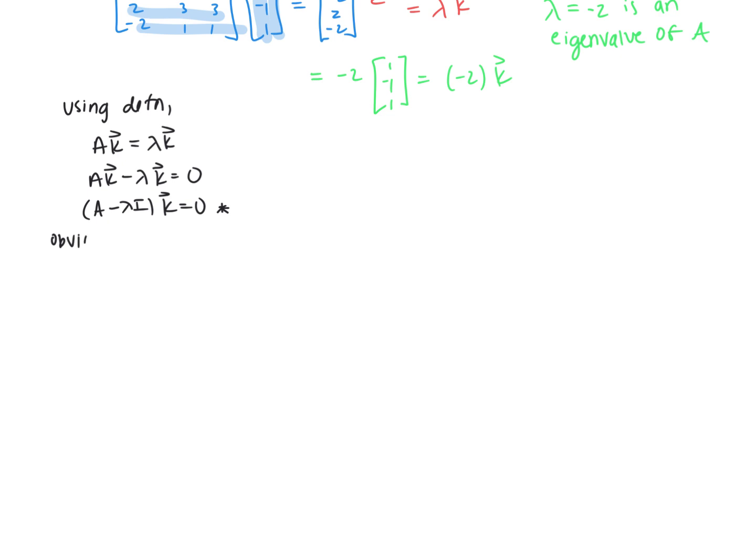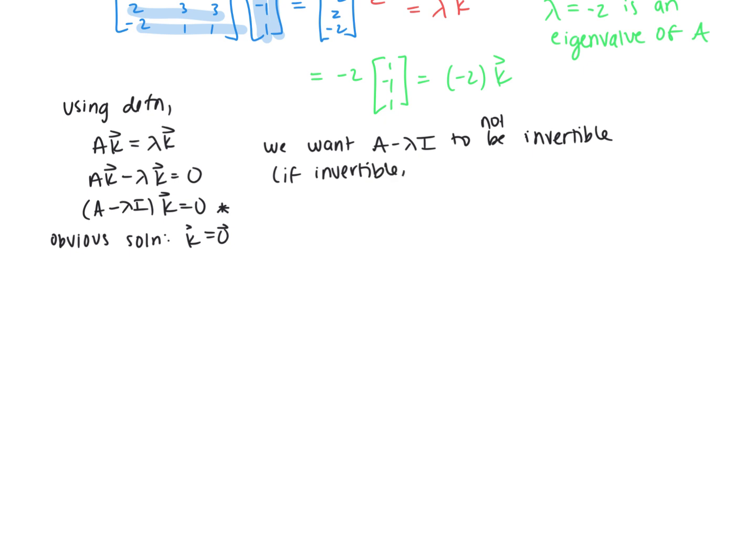Now the obvious solution to this would be if we made k 0. That's really trivial though, or k is the 0 vector. That's trivial. We don't care about that solution. So instead, what we want is that A subtract lambda I to not be invertible. And here's why. If it was invertible, so if we could find the inverse of it, then we would be able to isolate k to get k to be the 0 vector. Well, we already said that that's trivial. That's not the one that we are interested in.